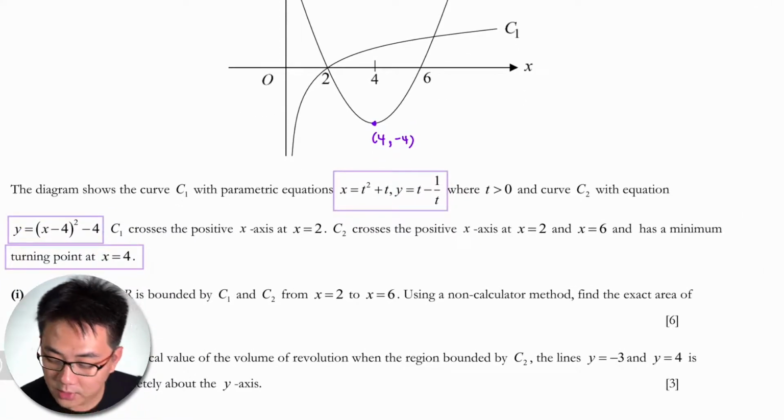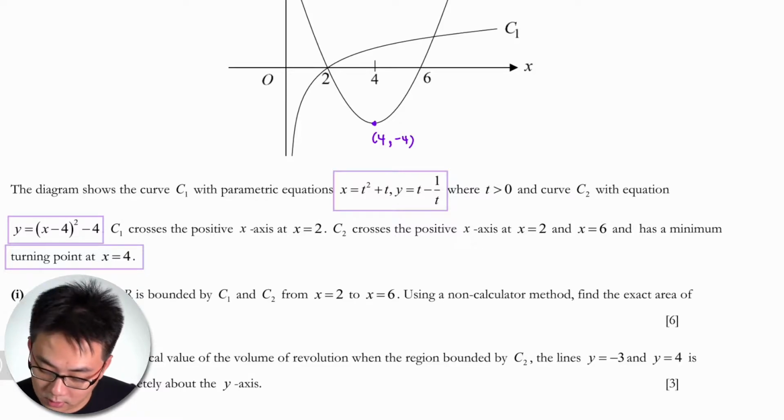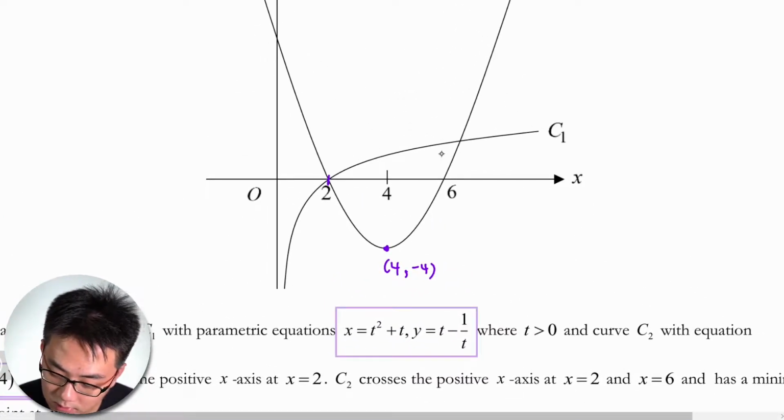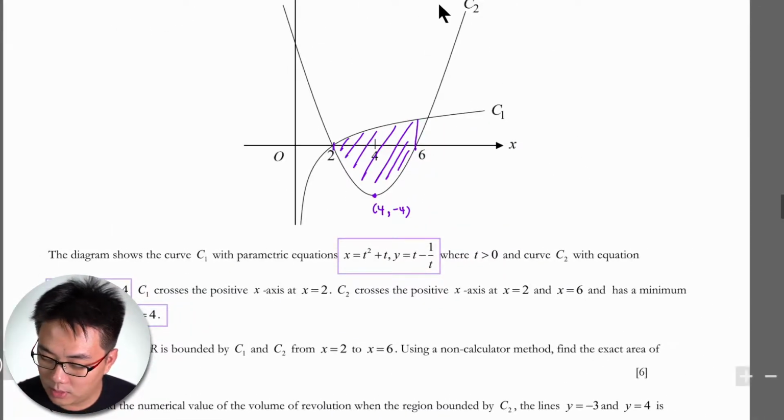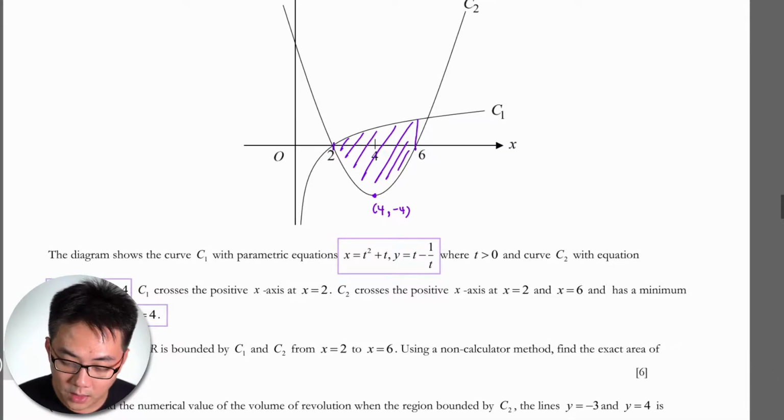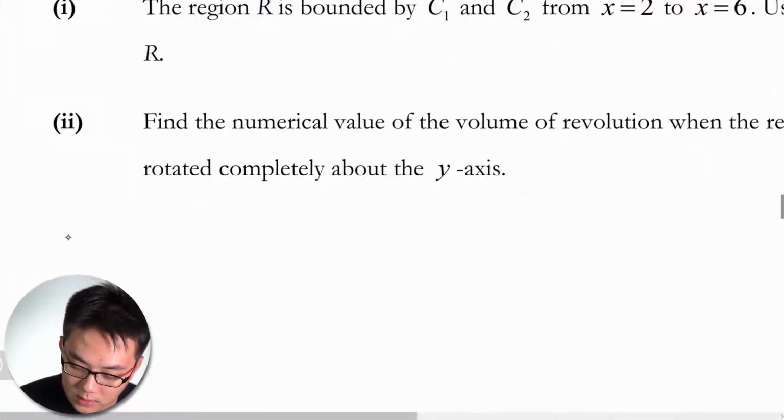So the region R, from 2 to 6, is bounded by C1 and C2. Using a non-calculator, find the x value. So here 2 to 6 is here. You want to find this area here. What you need to do is just write down the formula. You take the top curve, and if you want to bound it from 2 to 6, this is the top curve minus the bottom curve. So the region R is there. This is a pretty okay question.